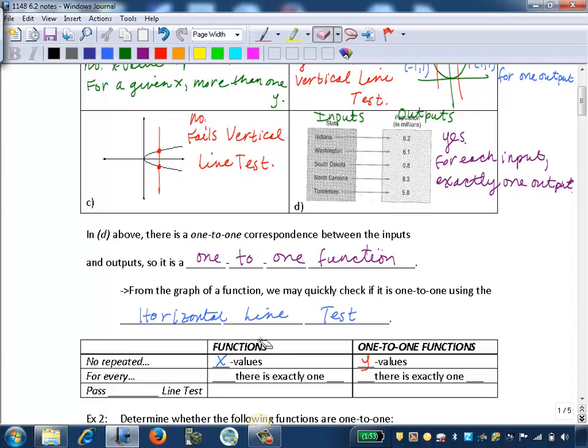We know if we're determining if we have a function, for every x value, there's exactly 1 y value. If we want to determine whether a function is a one-to-one function, we're checking the other way, and we're saying for every y value, there's exactly 1 x value. And then if we're given a graph, to determine whether it's a function, it must pass the vertical line test. And to determine whether a function is a one-to-one function, we use the horizontal line test.